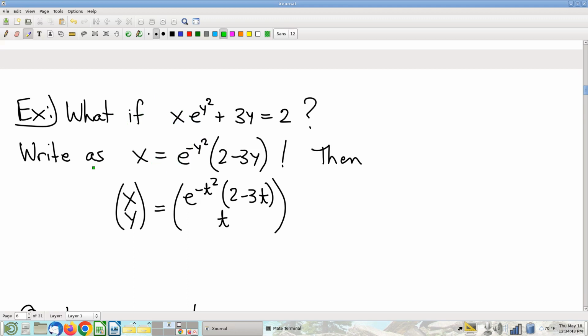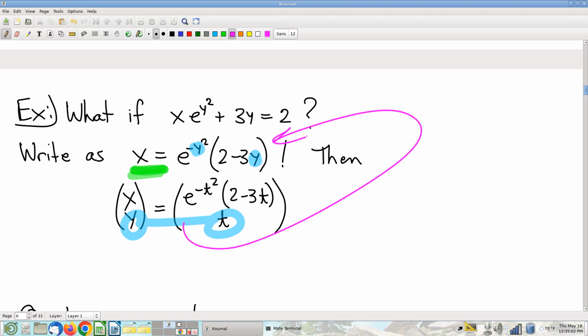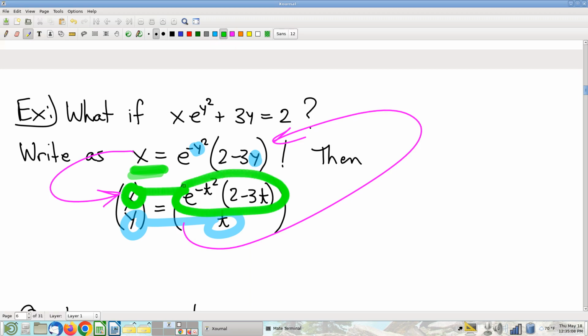So notice I've solved for x, so I have x as a function of y. That means that y is my input variable. I'm going to follow the rule. Let the input variable y be my parameter. And in so doing, with y equal to t, that forces x to be all that jazz right there.